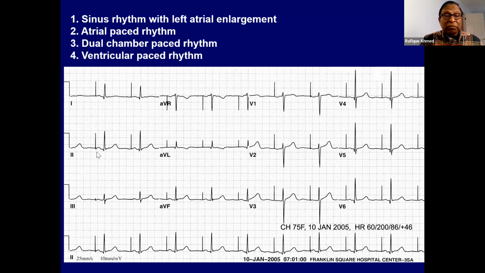Now, the third will be dual chamber pace rhythm. There is an atrial pacing spike that I can see, but I don't see any ventricular pacing spike. So maybe this is a dual chamber pacemaker, but with this ECG, my diagnosis will be atrial pace rhythm. The other thing, when you put that diagnosis, also look at the QRS complex, because the QRS complex is conducted and looks like a normal QRS. You have to mention that in your report. Thank you.